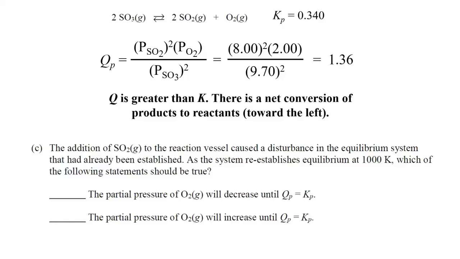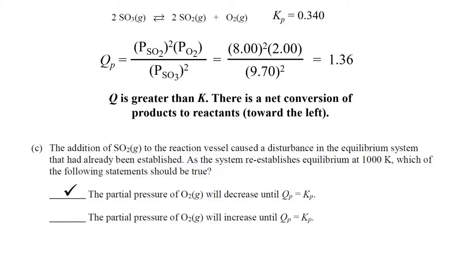As the system reestablishes equilibrium at 1000 kelvins, which of the following statements should be true? So we're talking about how the partial pressure of O2 will change as the system reestablishes equilibrium. Well, remember, Q is greater than K. There should be a net conversion from products to reactants. And since O2 is a product, some of the O2 is going to be consumed as the system reestablishes equilibrium, causing the partial pressure of O2 to decrease until eventually equilibrium is reestablished and Q equals K.